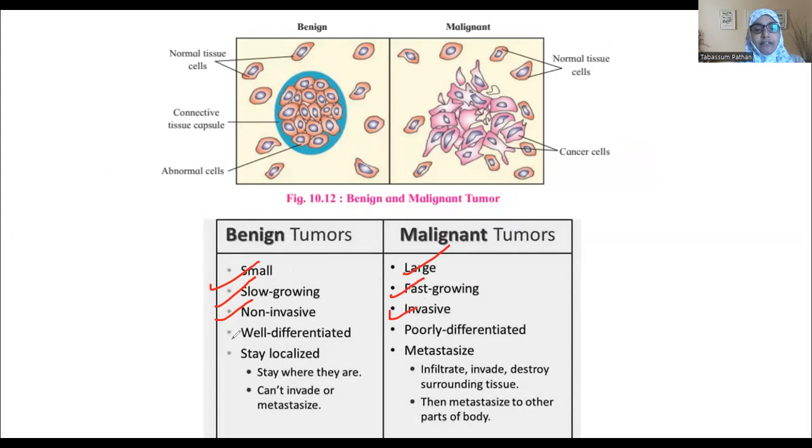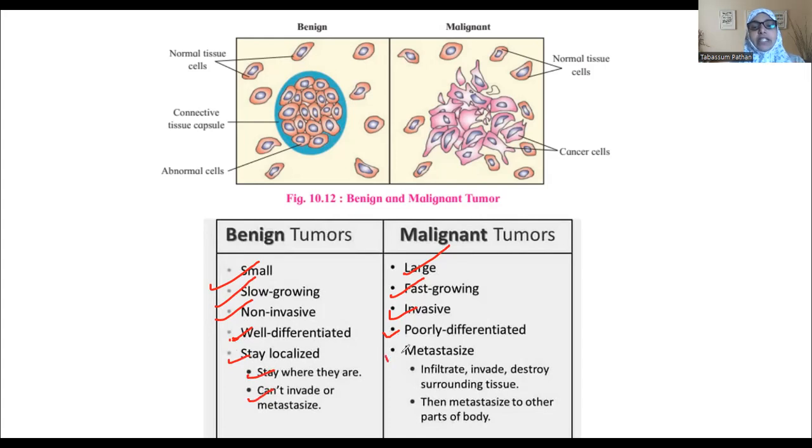Benign tumors are well differentiated, means what? You can easily identify the normal cells and the tumor cells, whereas malignant ones have this invasive property, so it becomes very difficult to actually separate the normal and the cancer cells. So they are poorly differentiated. Benign tumors will stay localized, stay where they are. They will not metastasize or invade other tissues or cells.